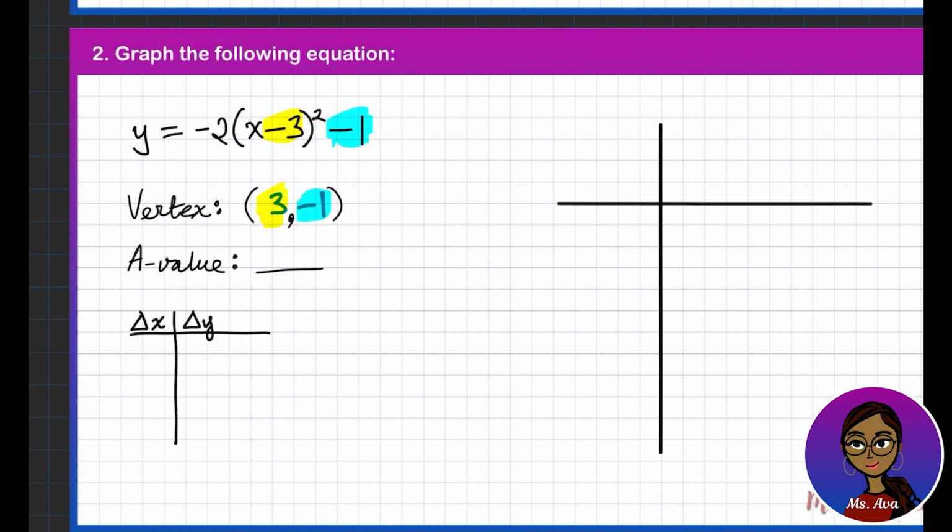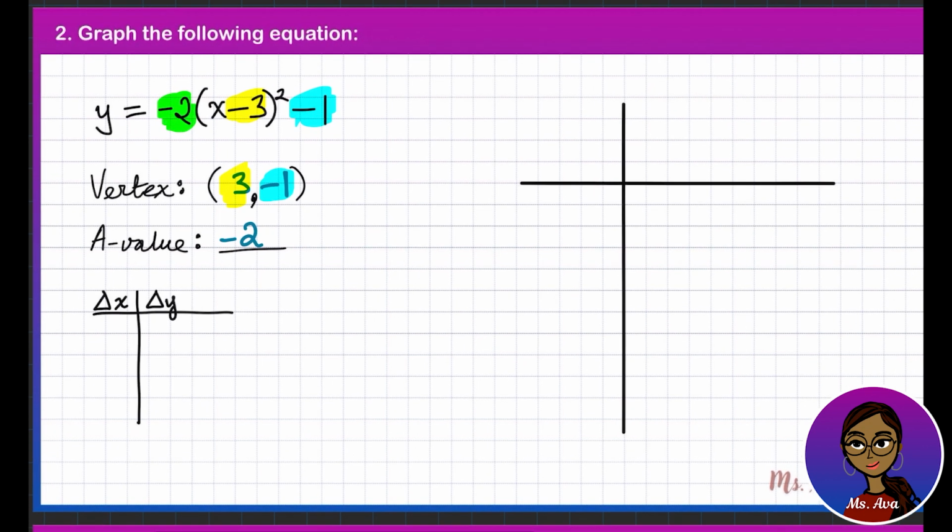And then what about the a value in this problem? What is that? Is that the negative 2? Yes, it is this negative 2. Okay, good. So we put that in here. And then now let's go ahead and draw the vertex on the graph. So that's going to be at 3 comma negative 1 right there.